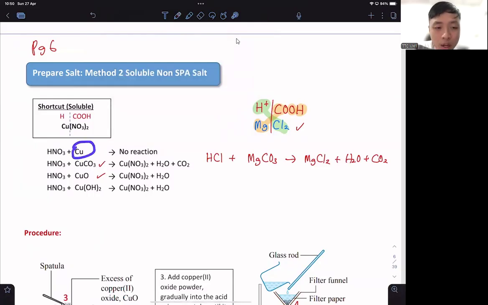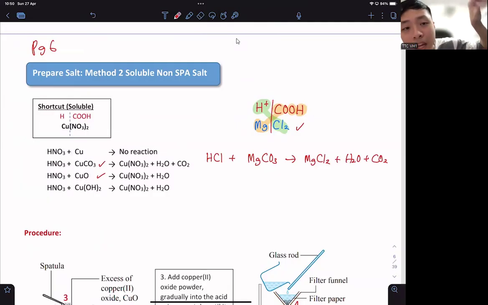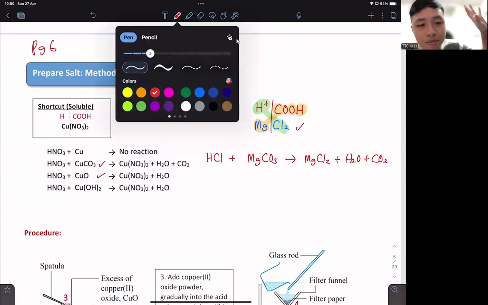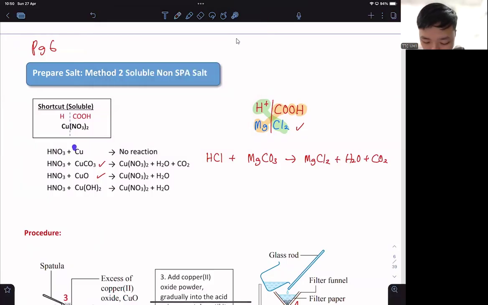You might ask, why can't copper be used? Copper cannot, because based on the reactivity of metals that you learned, copper is below H+. Copper below H+ means copper is less reactive than H+. So if copper wants to replace the H, it is very difficult. I mean, not replace the H, but copper replaces the NO3 to form copper 2 nitrate, very difficult. So that's why H can keep the NO3, so there's no reaction. Any question?